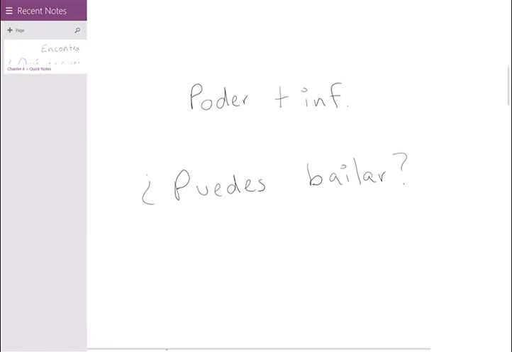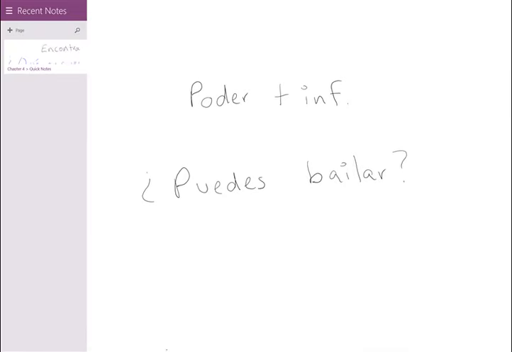Ahora, let's look at the verb poder. Poder is like can, right? Poder is always followed by an infinitive. Let's look at an example. ¿Puedes bailar? So notice the O to UE stem change, right? And then also notice that bailar is an infinitive. ¿Puedes bailar? Can you dance?